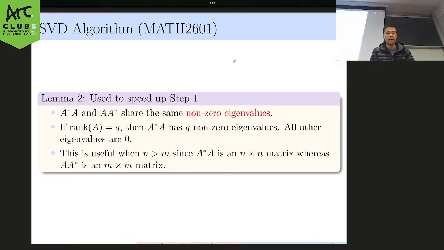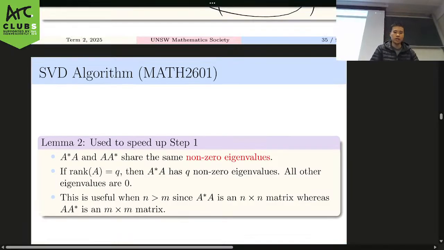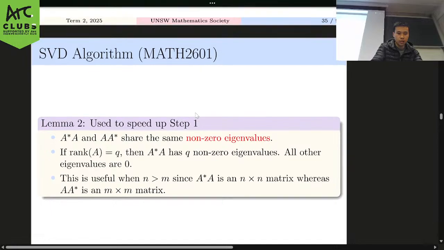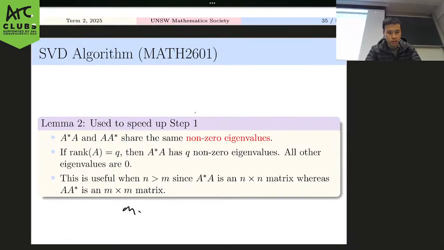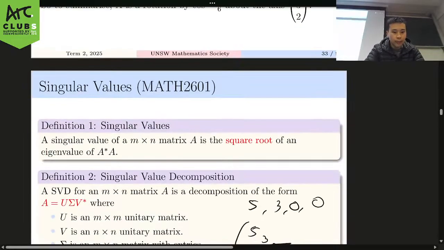essentially. So rank A is Q, then it's kind of just saying that A star A must have Q non-zero eigenvalues, but all the other eigenvalues have to essentially equal 0. So that's your limit here. And then this is useful when the usual case is n by n.